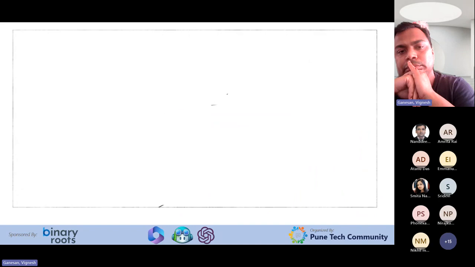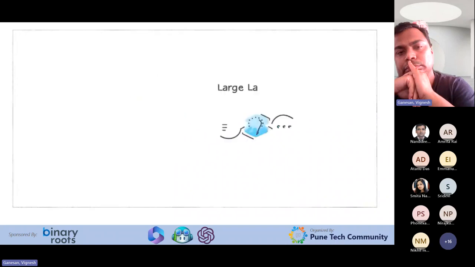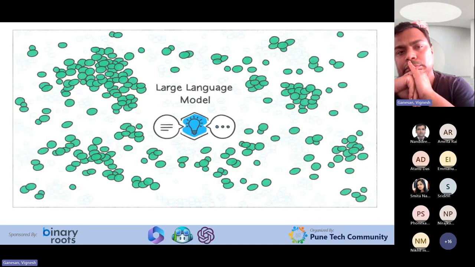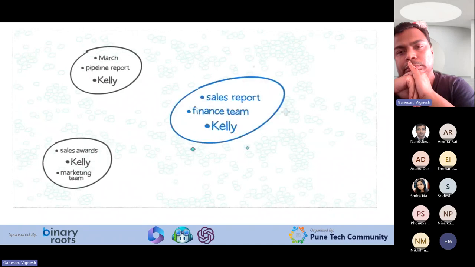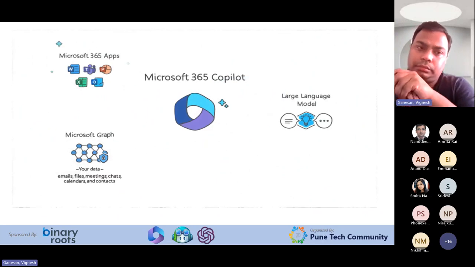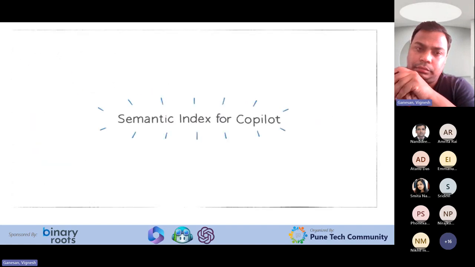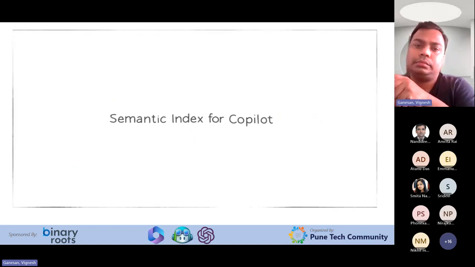Semantic Index for Copilot analyzes your data, that's all your emails, documents, calendar, chats, and more in the Microsoft Graph, and uses a large language model, or LLM, to map all your content and the relationships between your content and you, searching through billions of vectors to find the most relevant results in milliseconds. It's what enables Microsoft 365 Copilot to deliver personalized, relevant, and actionable responses, and do so in a secure, compliant, privacy-preserving way. Semantic Index for Copilot enables every organization to be AI ready.